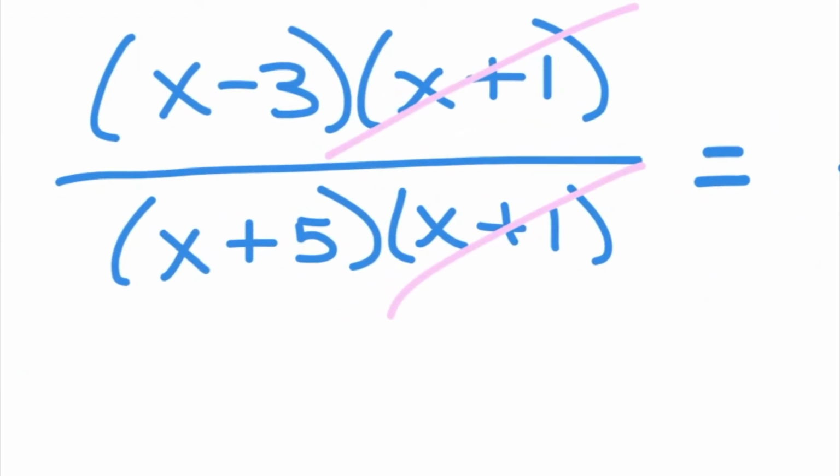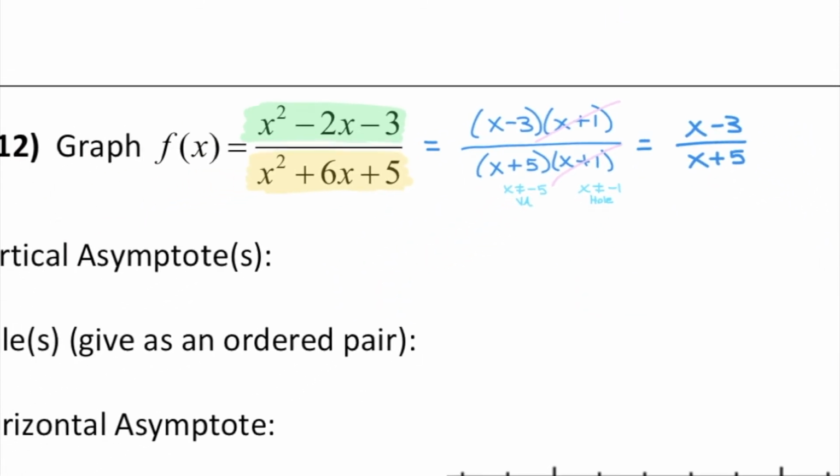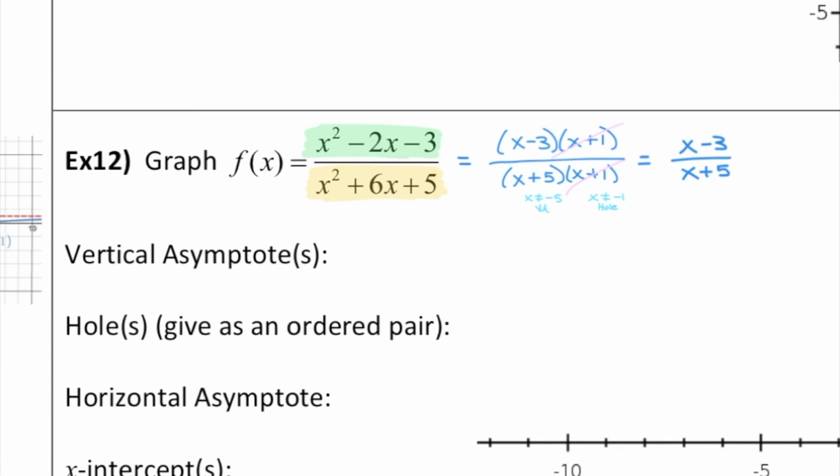Now, really what we're saying here is that x cannot equal negative 5 and x cannot equal negative 1. And each of these things is either a hole or a vertical asymptote. And because the x plus 1 is the factor that canceled, this is going to be the x value of a hole, and this is going to be the vertical asymptote. So your vertical asymptote is x equals negative 5.